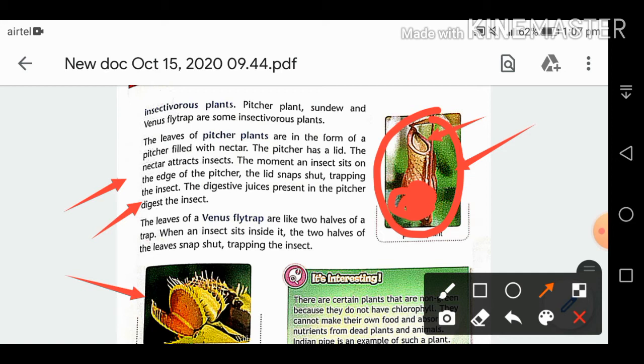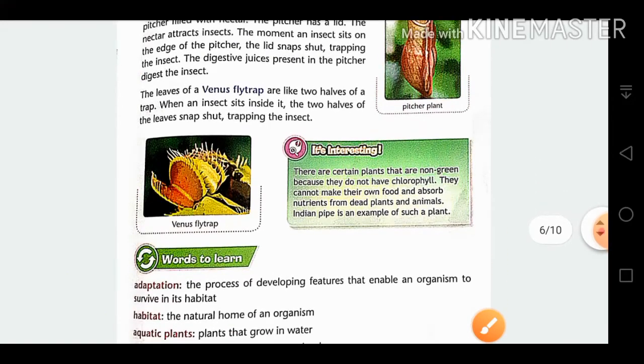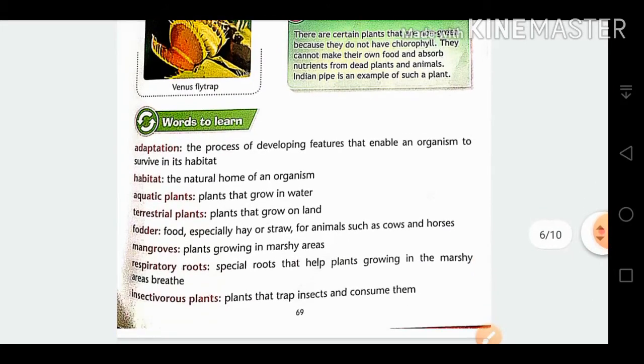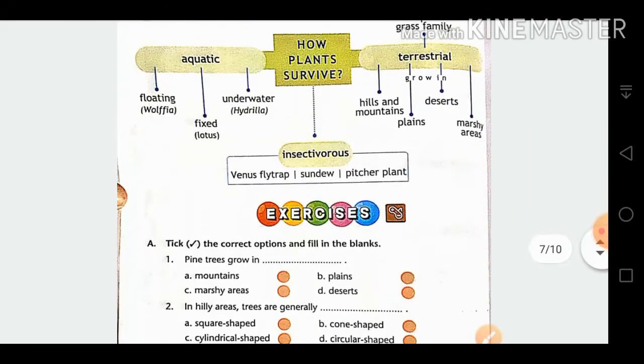The next is the Venus flytrap. In the Venus flytrap, what is there? There are two halves of a trap. One is this, one is this. And when an insect sits inside, insects like mosquitoes, flies, spiders, the two halves of the leaf snap shut, or close down, and trap the insect inside the leaves. So this is the brief introduction.